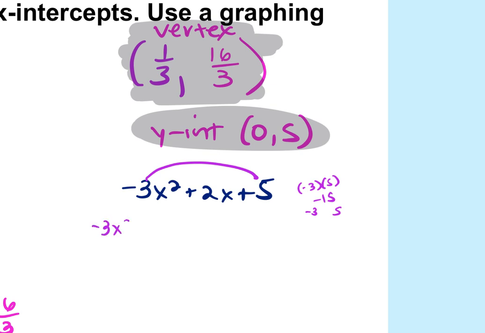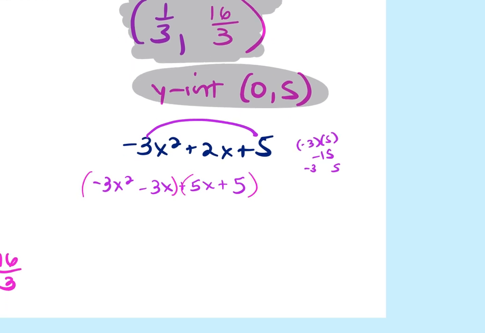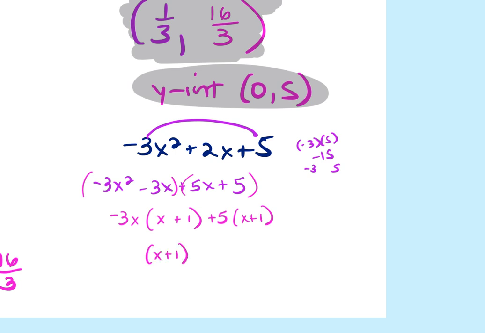Then I replace the middle term with those two. And then there's 4 terms, so we factor by grouping. From the first set of parentheses, I can take out a negative 3x, and I get x plus 1. Second set of parentheses, I could take out a positive 5, and I get x plus 1. And then the x plus 1 is your greatest common factor, so that's coming out. And the negative 3x and positive 5 get grouped together.